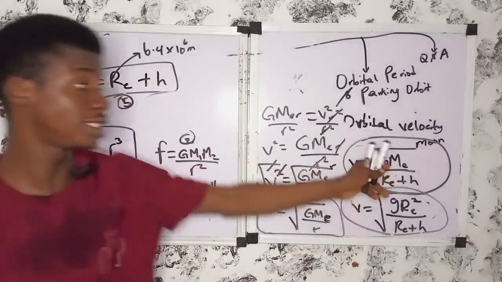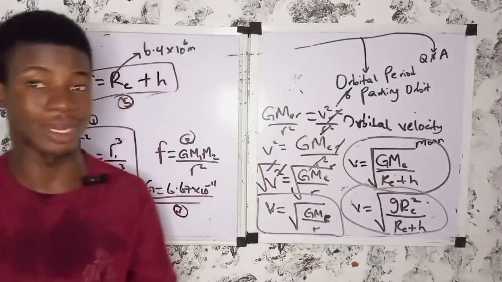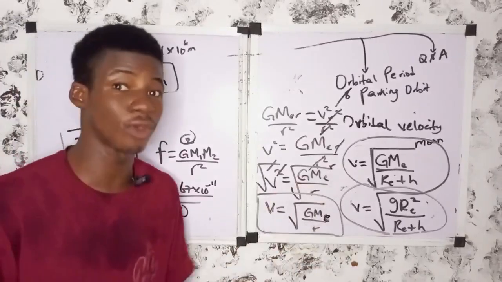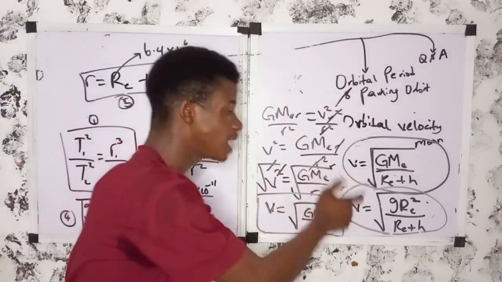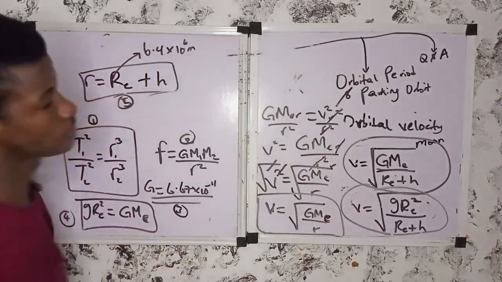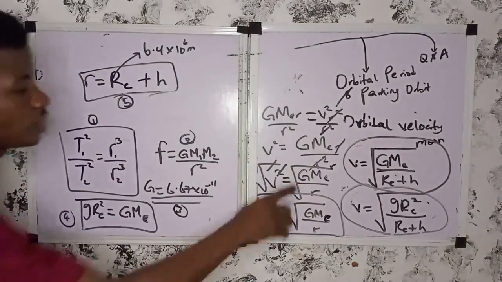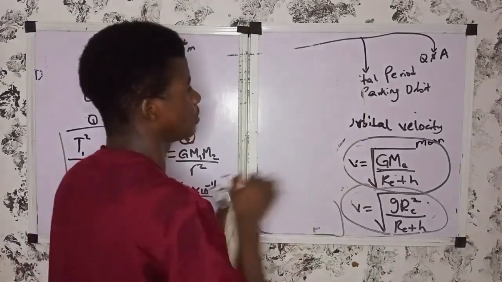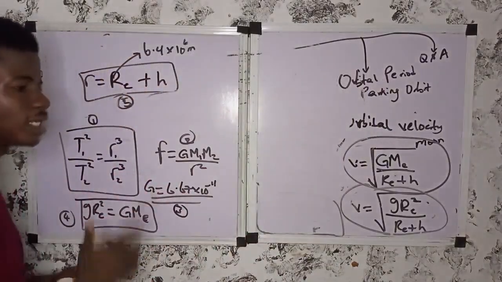Or if you want to use this other one, the constant G is 6.67 times 10 raised to power minus 11, times the mass of the Earth. The mass of the Earth is 5.97, or you can also say 6 times 10 raised to power 24. So if you use any of these formulas, you get the orbital velocity. So take note of these two formulas. Now there's still another one, but this is for orbital period. There's still another one.